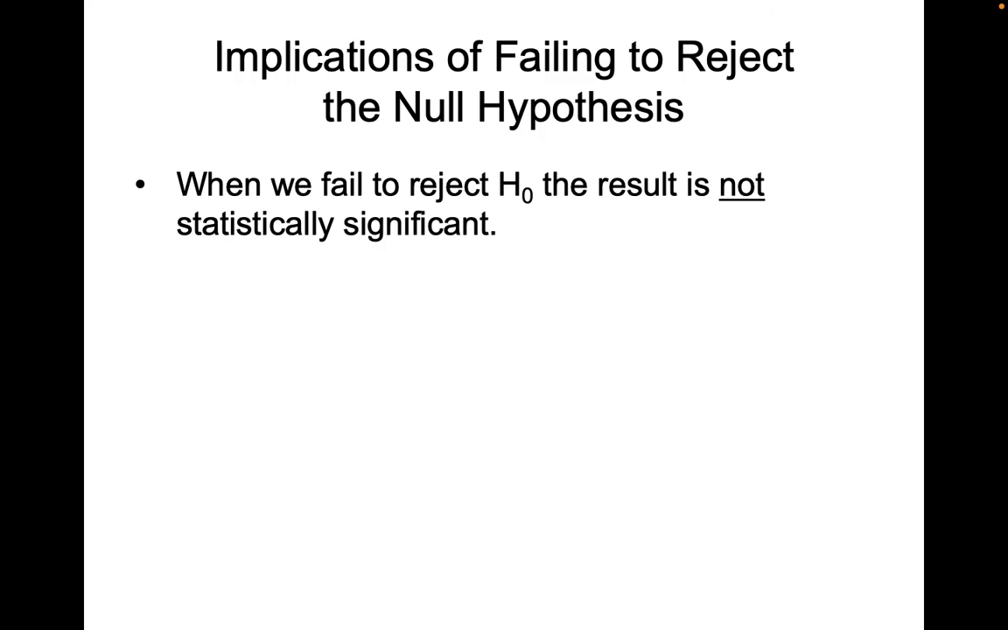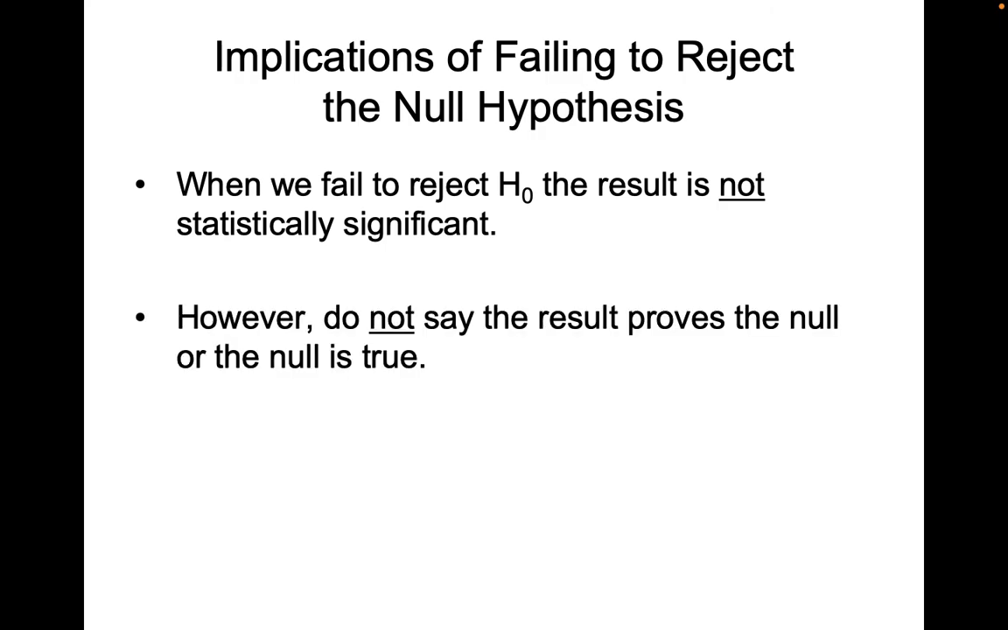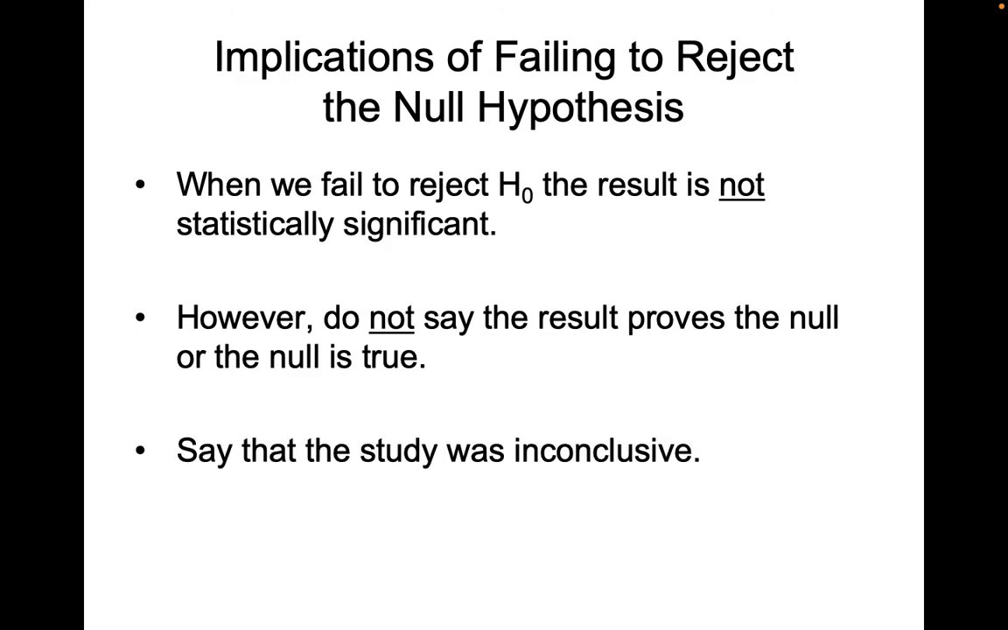Okay, when we fail to reject the null hypothesis, the result is not statistically significant. However, we also don't say that the result would prove the null hypothesis or that the null is true. What we do is say that the result is not conclusive. The idea is that the results may not be extreme enough to reject the null hypothesis, but that doesn't mean that the null hypothesis is necessarily true.